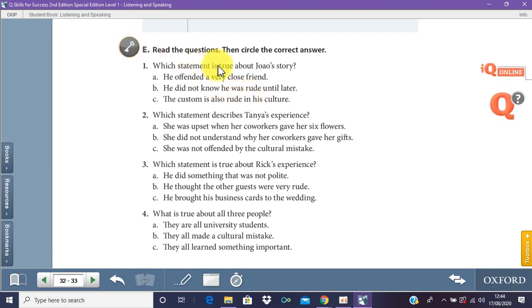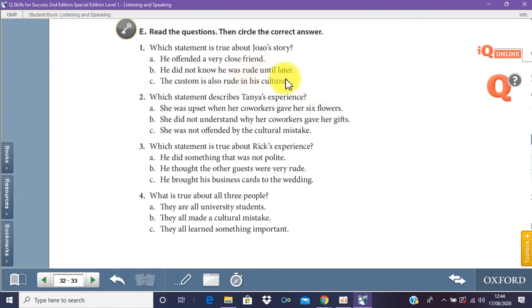It says here, read the questions and circle the correct answer. Which statement is true about Juan's story? The answer is B. Number 1 is B. He did not know he was rude until later. Number 2, which statement describes Tanya's experience? The answer for this was she was not offended by the cultural mistake.